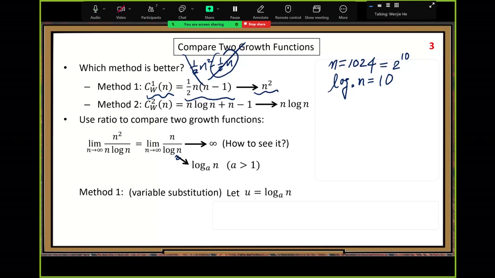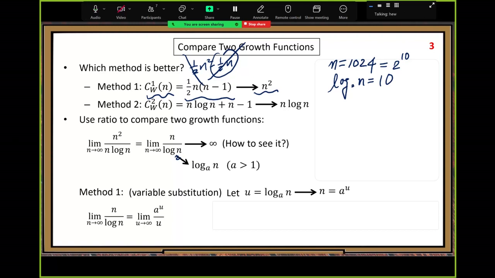We do not have the log. Log base a of n becomes the variable u. Then, by the definition of logarithm, we can write n equals the exponential function a to the u. N becomes a to the u. Then the ratio becomes a to the u over u, as u goes to infinity.